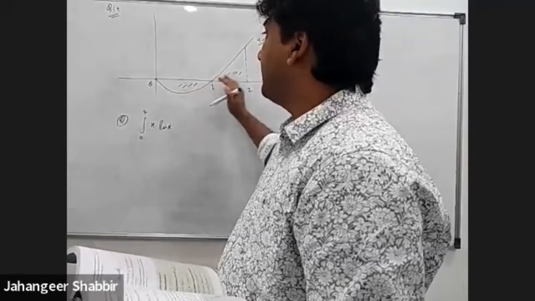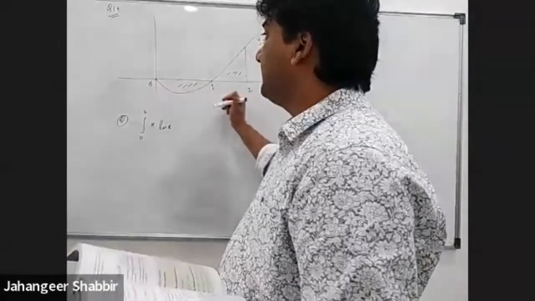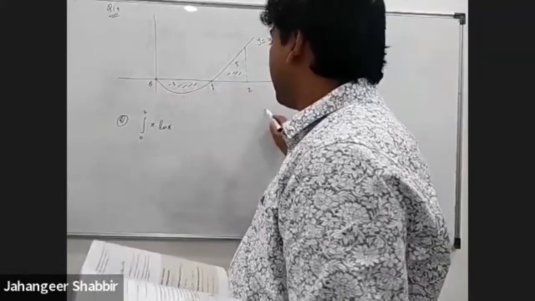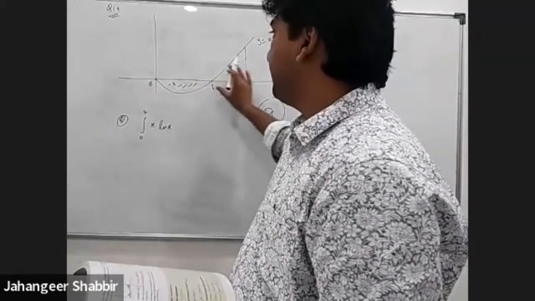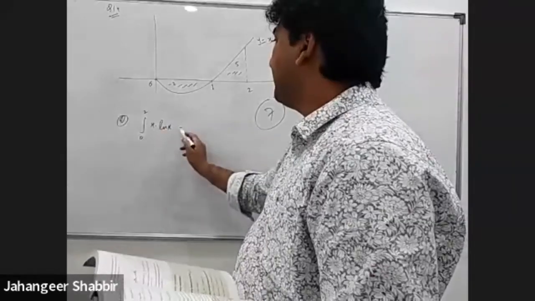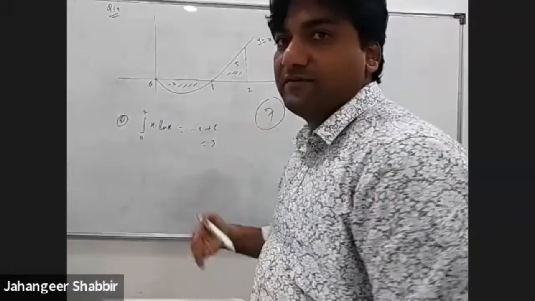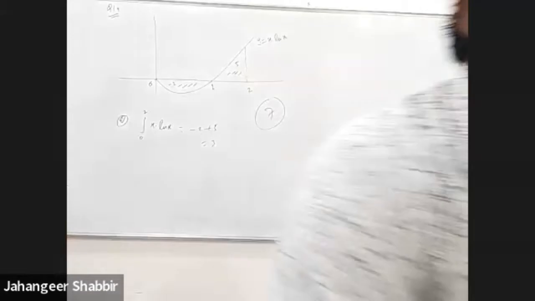Area will be negative here and positive here. If we directly integrate, suppose this area is -2 and here the area is 5. So the total actual area will be 7, 2 from this and 5 from this. But if you integrate, it will take -2 plus 5, which is 3, not equal to 7. I hope you understood, right?